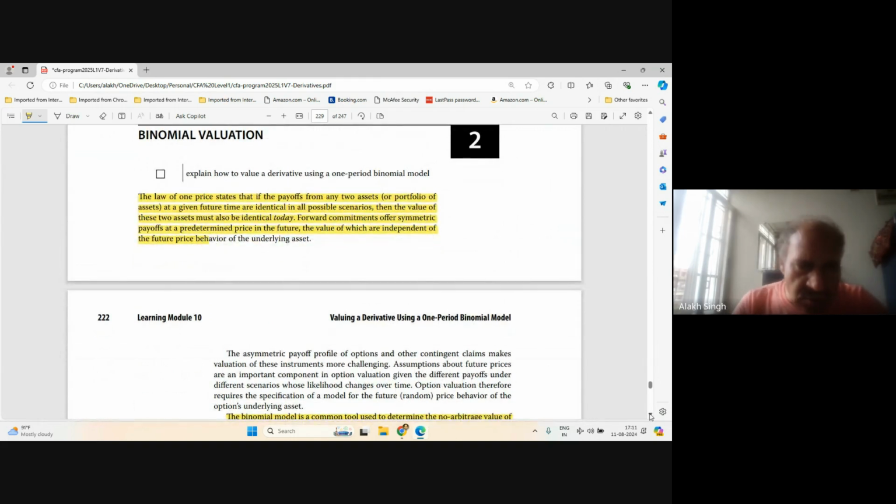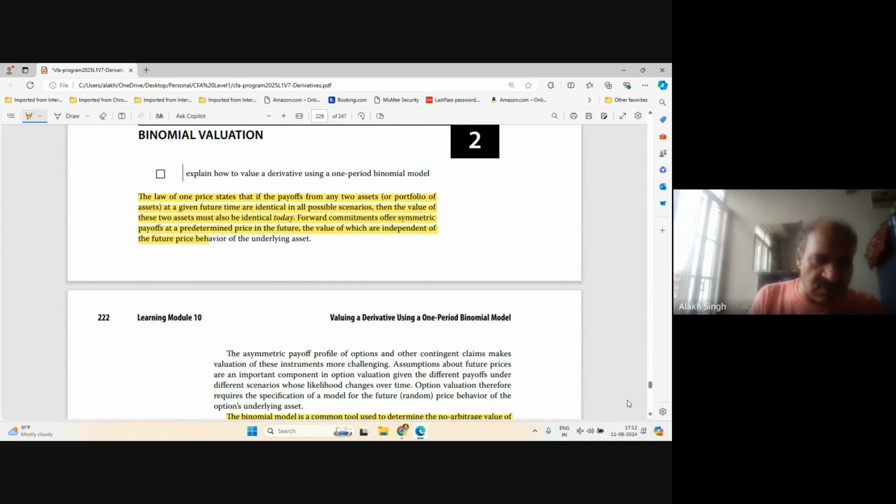So the law of one price states that if payoffs from any two assets, meaning discounted value of future cash returns, are identical in all possible scenarios, then the value of these two assets must be identical today. Whenever they have identical cash flows, their value must be identical today also.